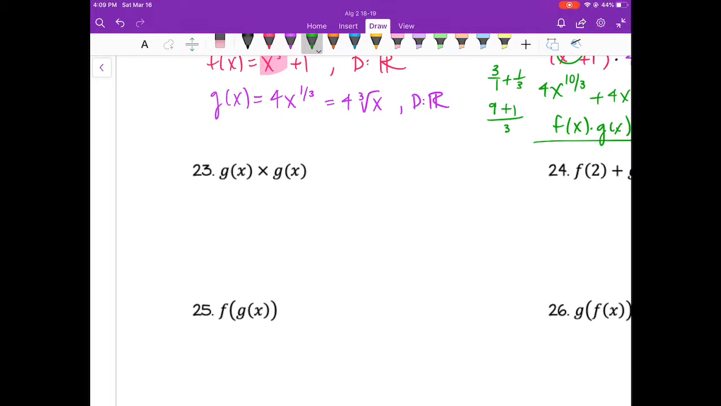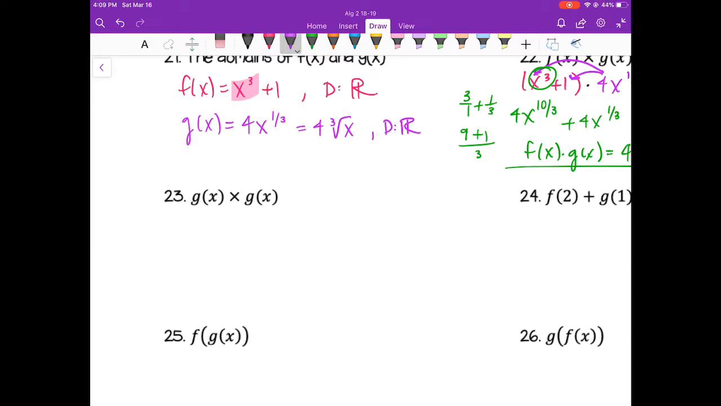Now, what if I take g of x and I multiply it by itself? Well, g of x was 4x to the 1/3. I'm taking that times 4x to the 1/3. So 4 times 4, I get 16. X to the 1/3 times x to the 1/3. We add our exponents. So I have x to the 2/3. That is g of x times g of x.